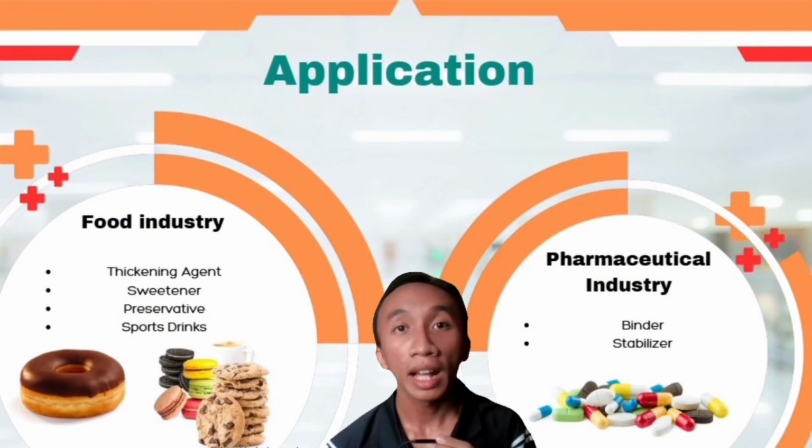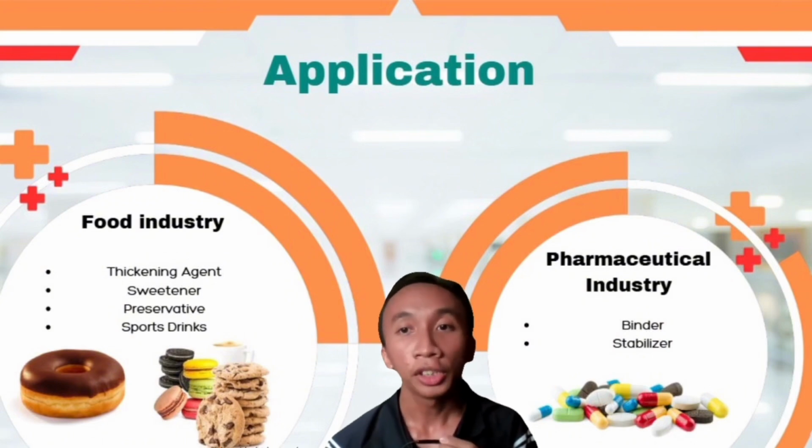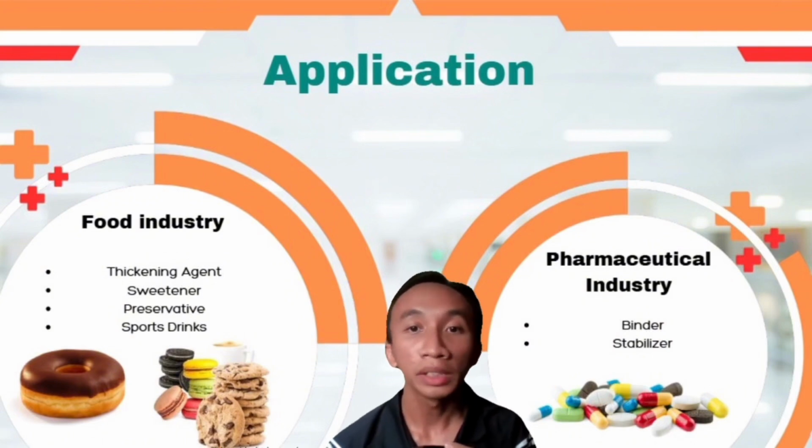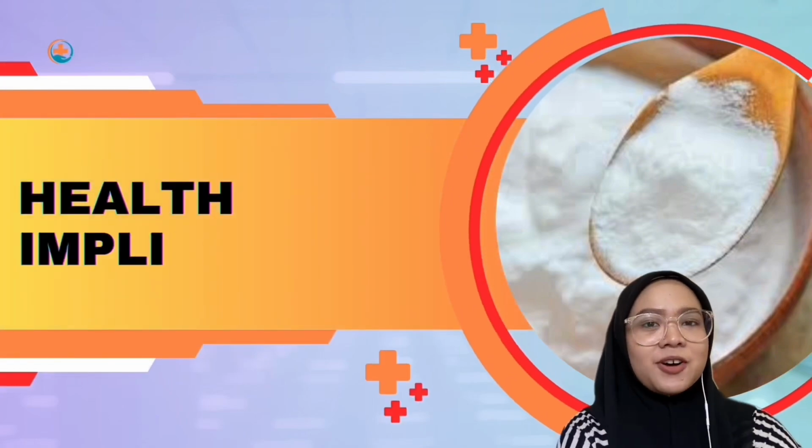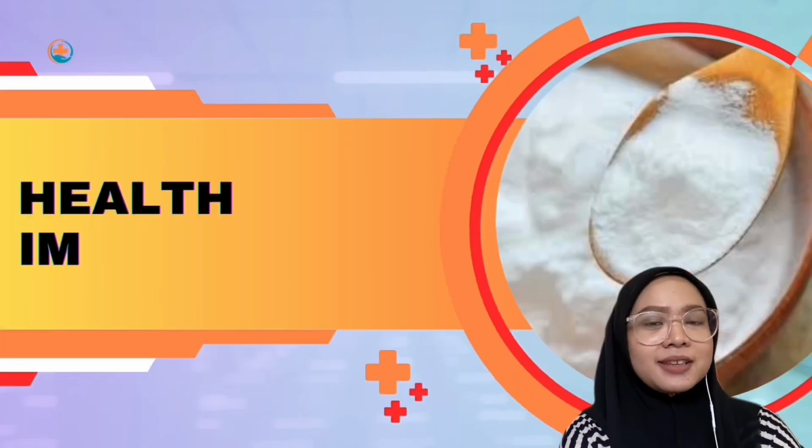And maltodextrin also acts as a stabilizer. It ensures the uniformity of emulsions and suspensions in syrups and liquid medicine. Its compatibility with other ingredients and non-toxic nature make it ideal for drug formulations that are safe and effective for all of us. Next, with me, let's move on to the health implications that maltodextrin gives.